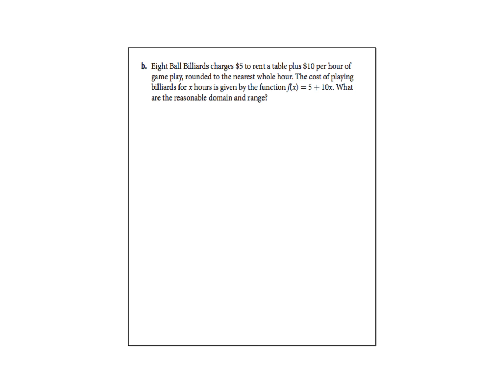So we have 8-ball billiards, which charges $5 to rent the table plus $10 per hour of gameplay, and it's rounded to the nearest whole hour. So the cost of playing billiards for X hours is given by the following function: f(x) = 5 + 10x. So it's asking for what is a reasonable domain and range. So looking at this, we want to look at our domain and think, okay, what is going to be our input? Well, our input is X hours. So we have to think about what possible hours we're looking at.